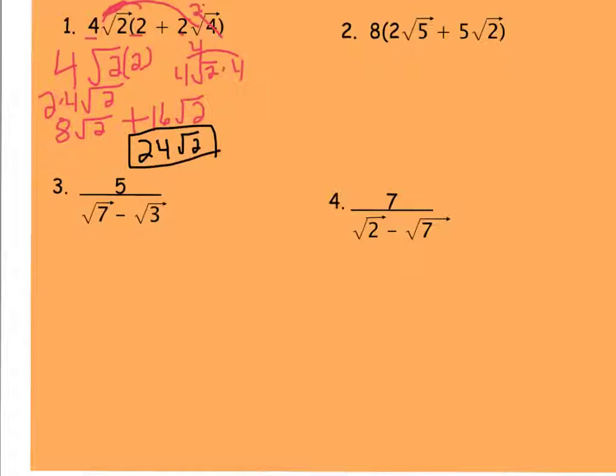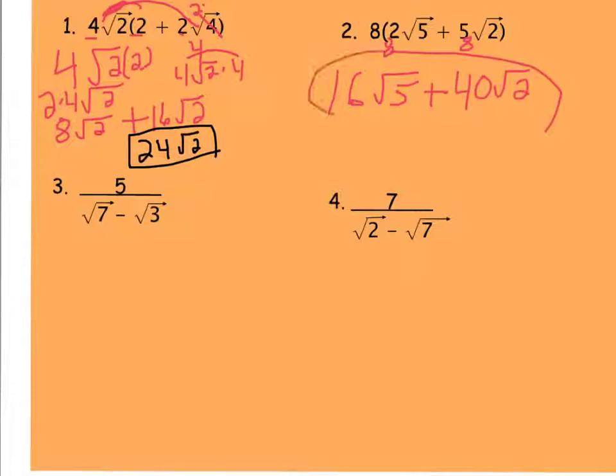Let's move on to our next question. Here, I can multiply each of these by 8. So that's what I'll do. I'm going to multiply this by 8 and this by 8. And when I do that, I end up with 16 square root 5 plus 40 square root 2. Because they're different radicals, or radicands, I'm done. I cannot add those.